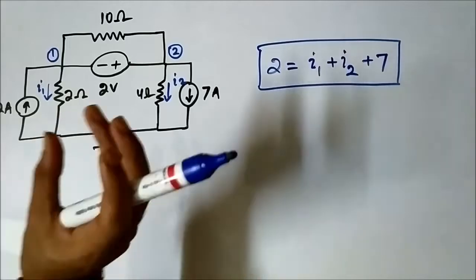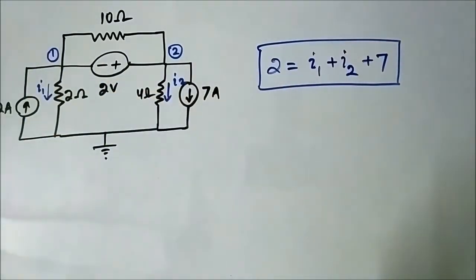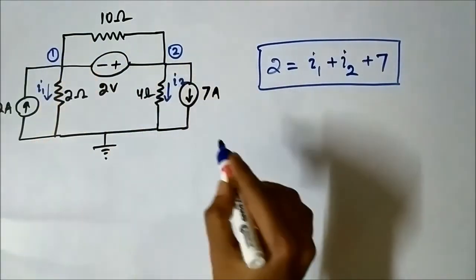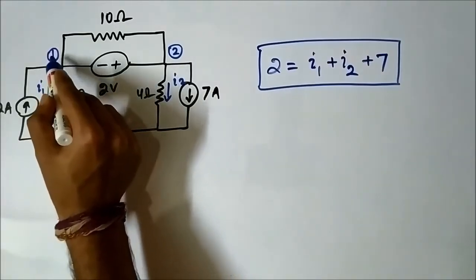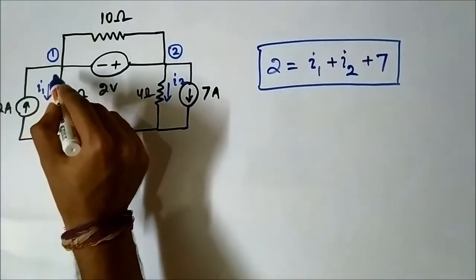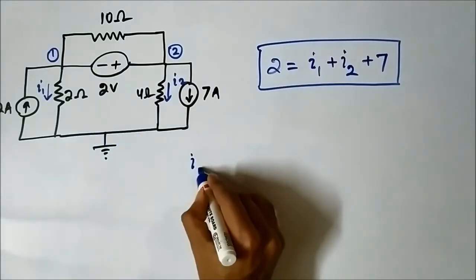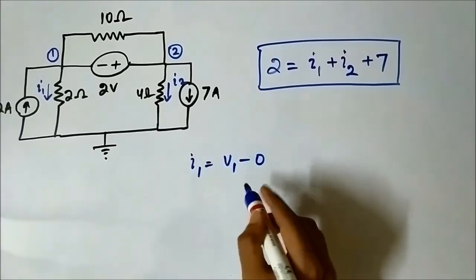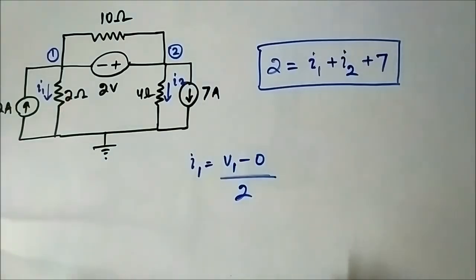The super node concept is only used to make these two nodes as one node, but for applying the nodal equations, the VH minus VL by R, you have to consider the single node. Here we will consider only node 1 for determination of I1. The current I1 is flowing from node 1 to ground, so I1 will be V1 minus 0, the ground voltage is 0, by 2.